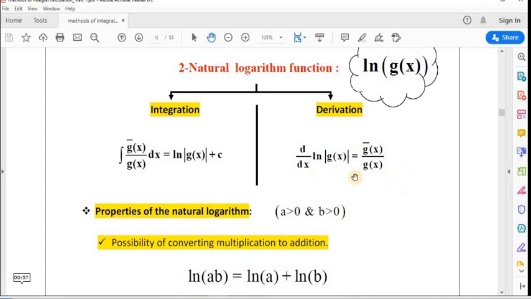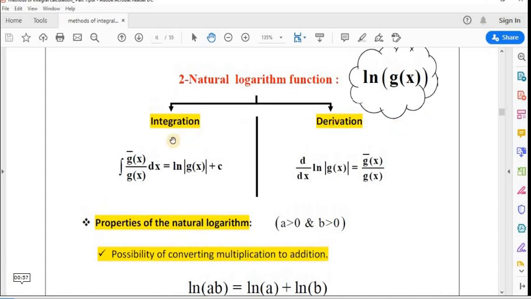This is the special form for the integration and derivation of ln g(x). We should know how it looks and we should memorize it, because from this one and this one, we will be able to do the integration and the derivation for the ln function.